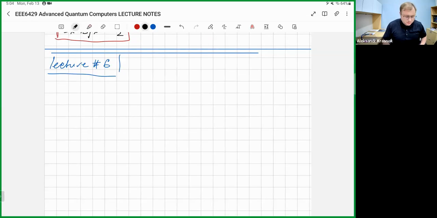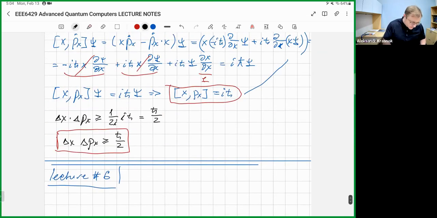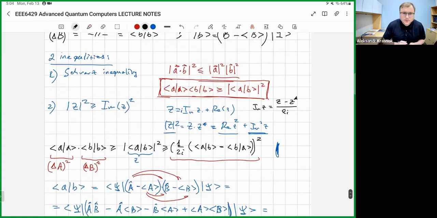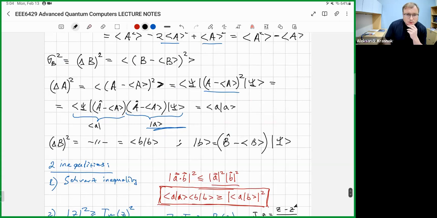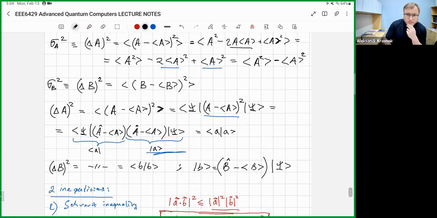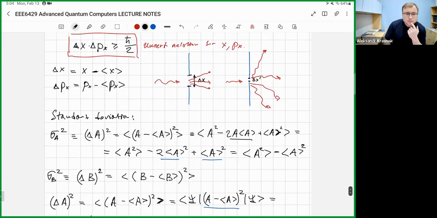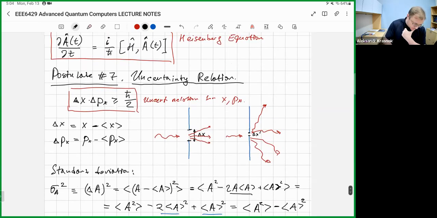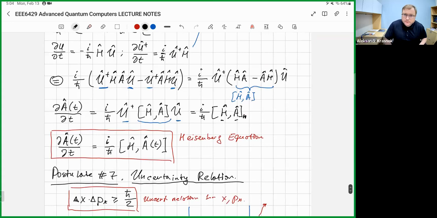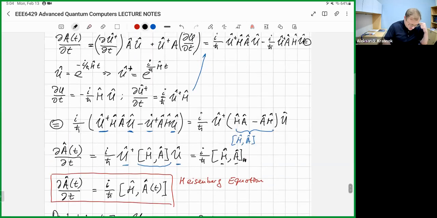All right. Afternoon, everyone. Let's continue our course on quantum computing and the introduction to quantum mechanics, right? And let me start with a brief recap of what we've done so far.